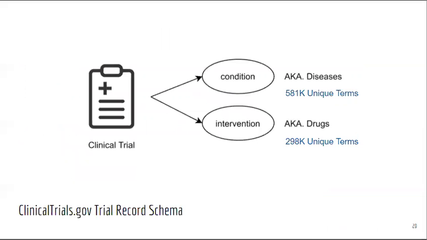So the clinical trial records here have two fields of interest, the condition and the intervention, or in other words, the disease and the drug. These fields contain lists of drugs and diseases in free text and not using controlled vocabulary. So the initial challenge here is just the sheer number of terms. There are 581,000 different unique diseases and 298,000 different unique drugs.